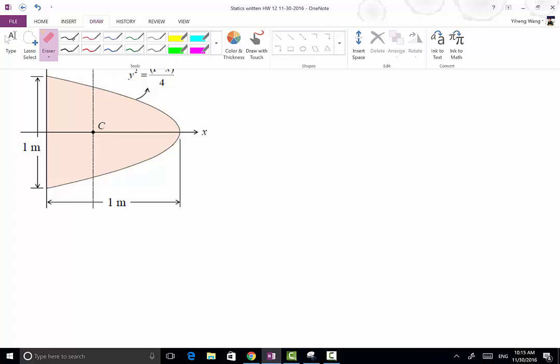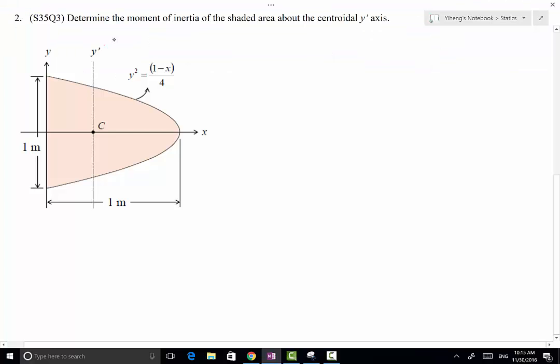So we are going to directly use some of the conclusions we've got. From the previous problem, we have determined that the area moment of inertia of this shape with respect to this y-axis is 0.1524 meter to the fourth power. And also from a problem in statics video 32, we have determined the centroid location for this shape.